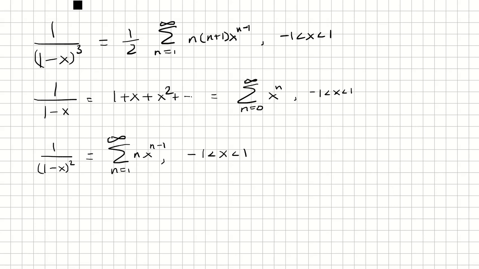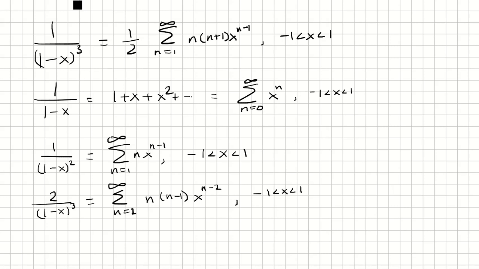Then we'll take the derivative one more time, and that's going to be 2 over (1 minus x) cubed, which is a sum from n equals 1 to infinity. Sorry, n equals 2 now, because we move it up every time. That's n times (n minus 1) times x to the n minus 2, for x between -1 and 1.